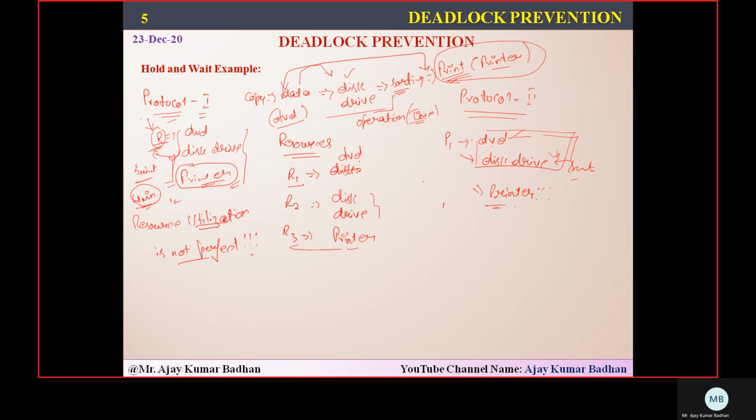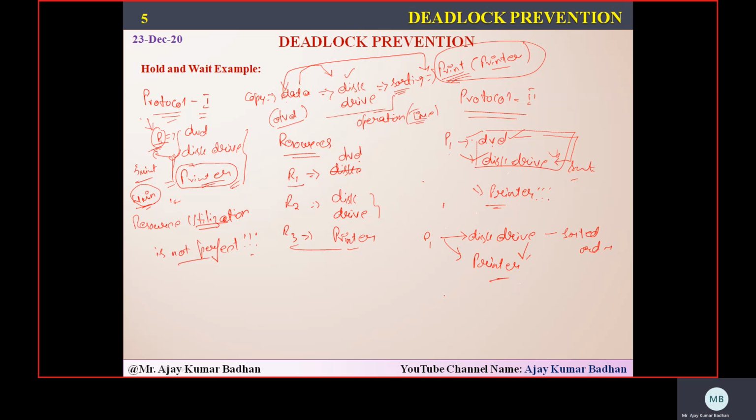Printer. He requires a printer. But before requiring a printer, what did we say? It has to release these resources. So P1 will release these two resources and again freshly request another two resources, that is nothing but your disk drive and printer. And now since we have the data in sorted order in the disk drive, that data will be printed using a printer.